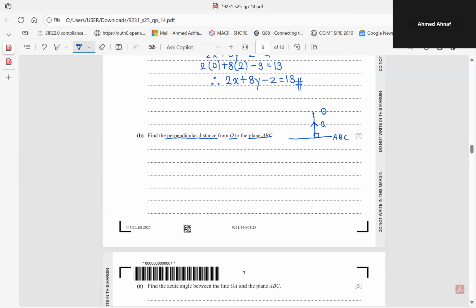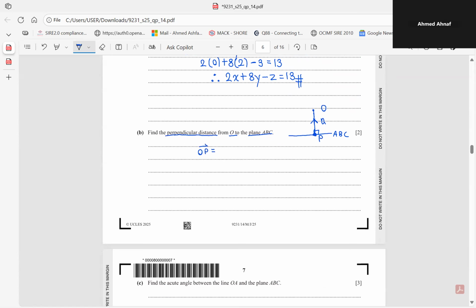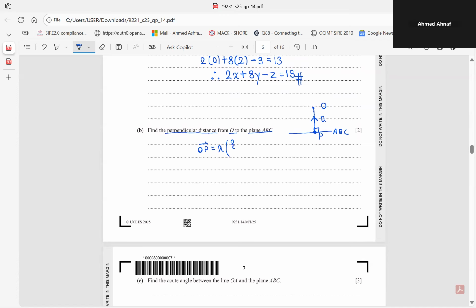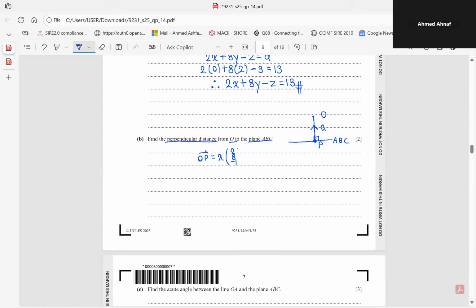So using this, we can make a vector equation to find this point. Let's call this point P. Okay. So OP, that is just the position vector of O, which is 0, plus lambda or any scalar times the normal vector. Normal vector is 2, 8, -1. So just let it be lambda 2, 8, -1. So this is just 2 lambda, 8 lambda, minus lambda.